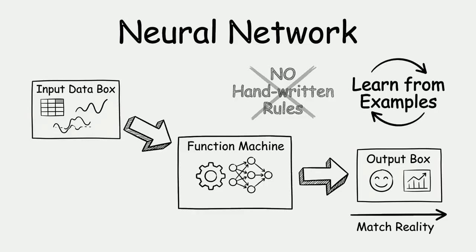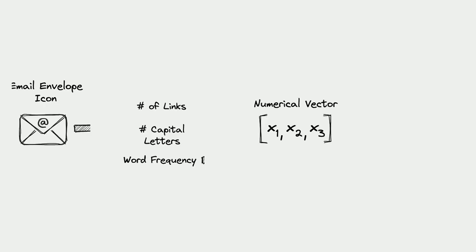To make this concrete, imagine trying to predict something simple, like whether an email is spam. Each email can be described using numbers. How many links does it contain? How many capital letters? How often certain words appear? So already, the problem becomes numerical. We take numbers in, and we want a number out, maybe 0 for not spam and 1 for spam.